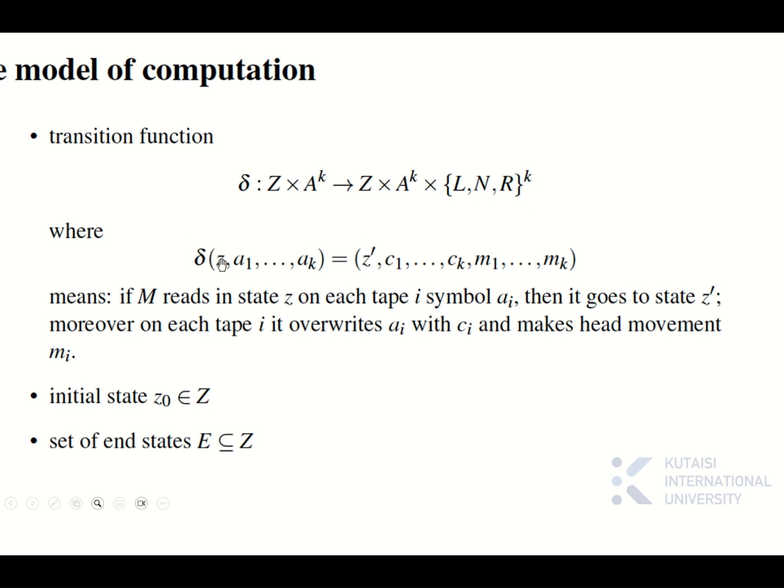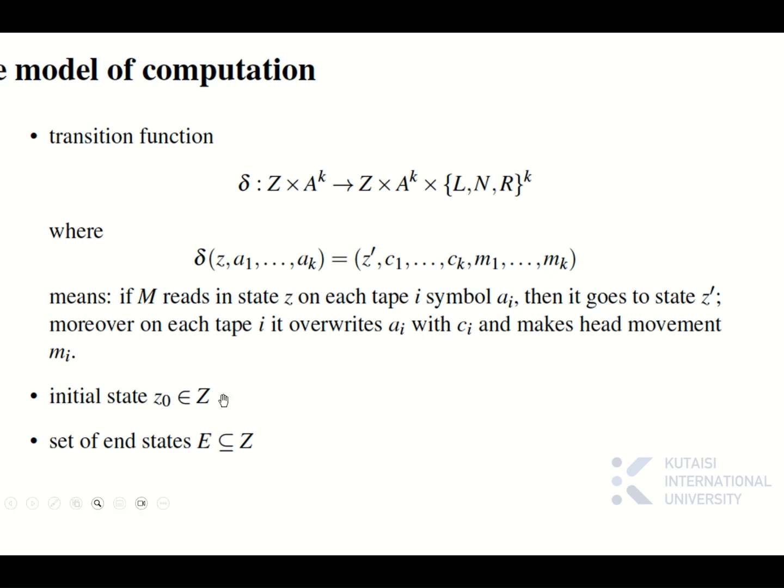So basically, you have a state z. You're reading A1 to AK on the tapes, you go to state Z prime, you overwrite with C1 to CK, you overwrite A1 with C1, A2 with C2, A3 with C3, and then you make movements. M1 is either L, N, or R. So if M1 is L, you move left on the first tape. If M2 is R, you move right on the second tape. That's it. That's the whole thing with Turing machines, and it describes everything that is computable.